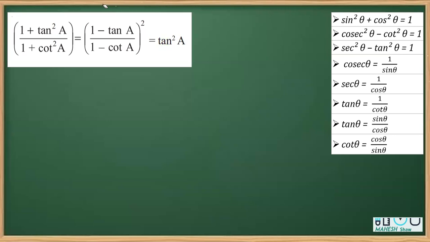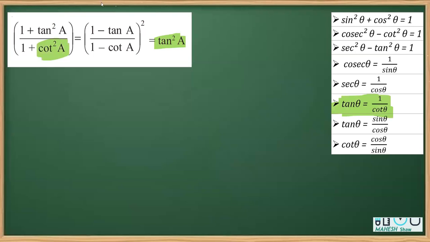Now, what do we know here? Our LHS is in tan and cot, and we have to prove it is equal to tan. We have a direct relation between tan and cot: the reciprocal of cot is tan. So this is how I'm going to proceed.